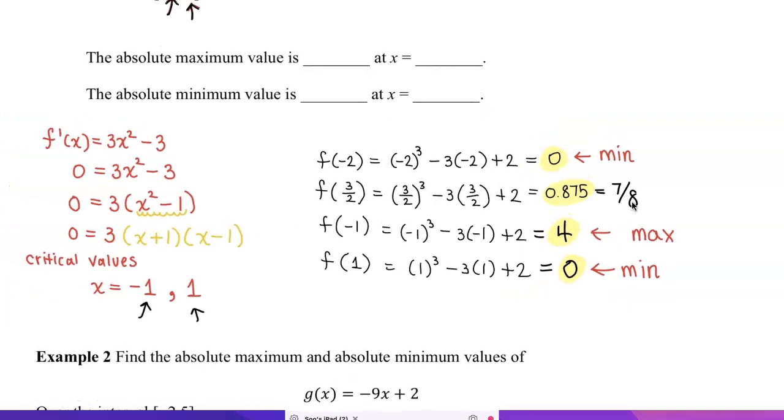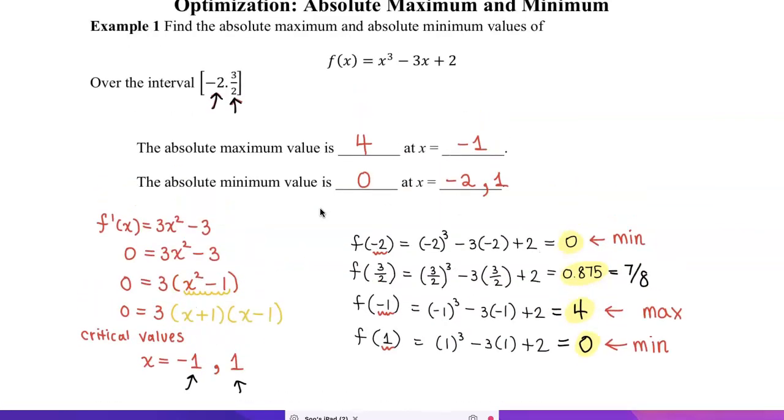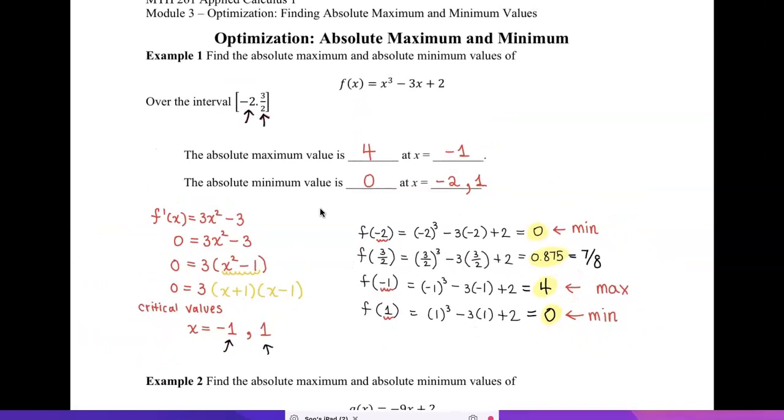So let me write down the answers here. The absolute maximum value is 4. That's the highest this function will reach in this interval. And that happens at an x value of -1. The absolute minimum value is 0. It's the smallest value I got, right? And that happened in 2 different places. So I'm going to say at x equals -2 and 1. That's how you can find the absolute max or absolute min in a closed interval.